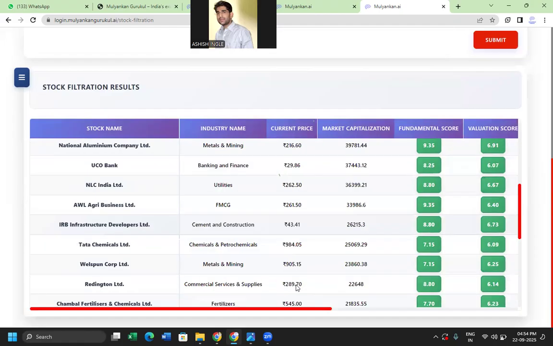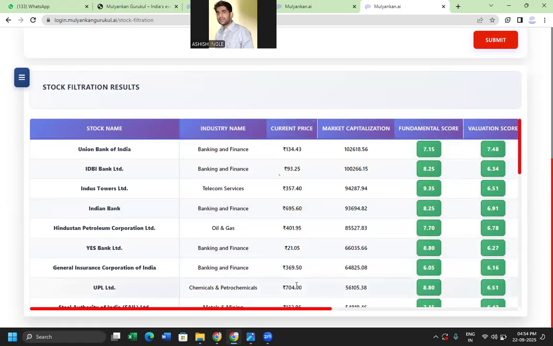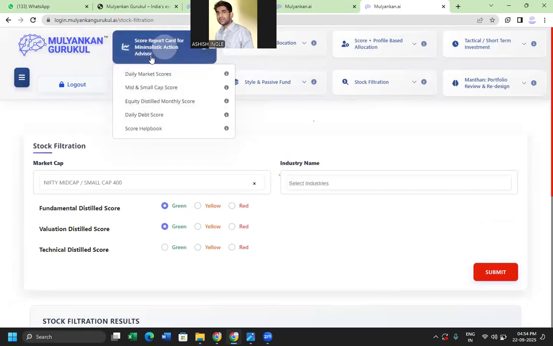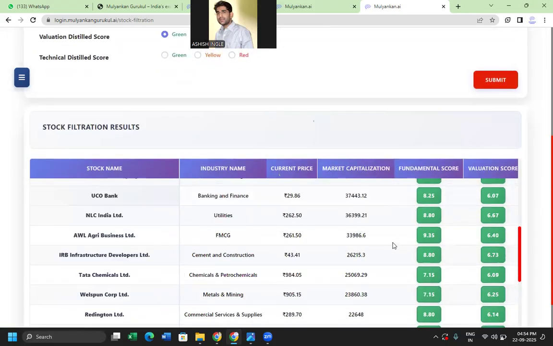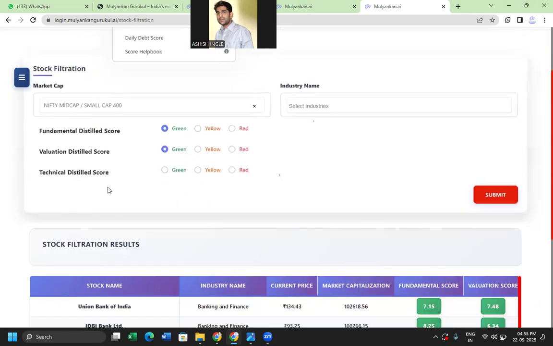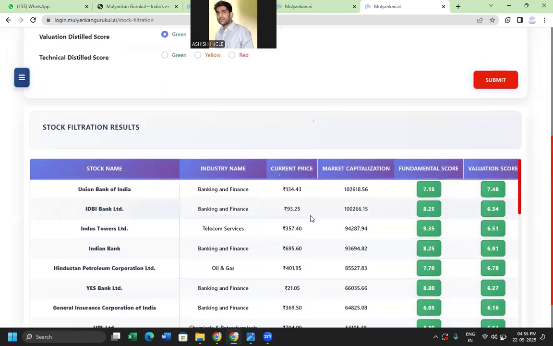So this is how you can go and buy the stock. But before buying, do remember that it's a top-down strategy. First of all, the broader market score and the mid and small cap score have to be in green. It should never be bottom-up stock selection. If the broader market is in red, or small and mid cap are in red, even if fundamental and valuation are showing green for small and mid cap, sir, you will avoid small and mid cap stocks.